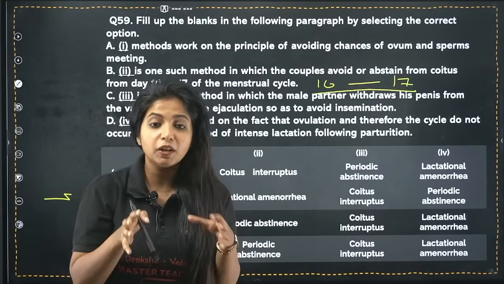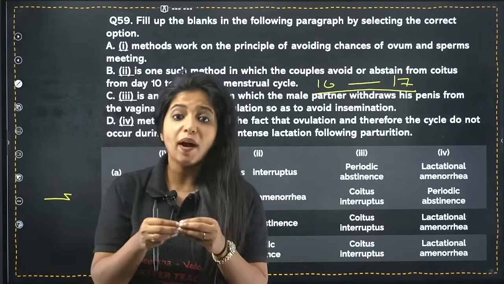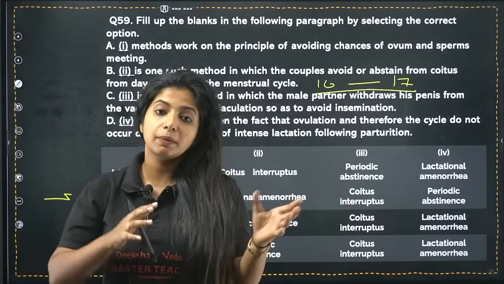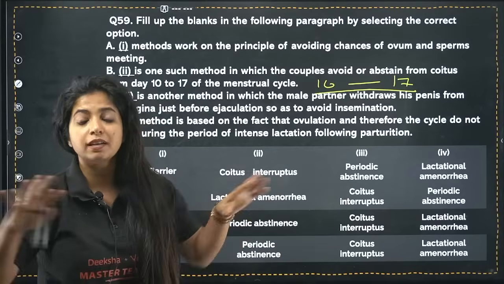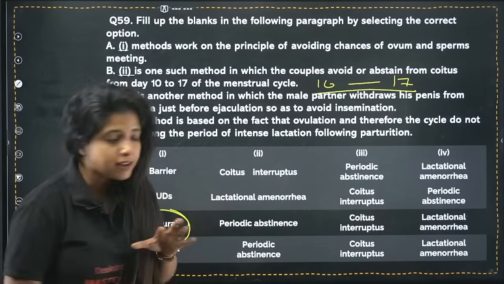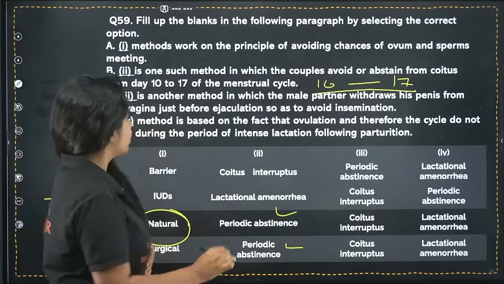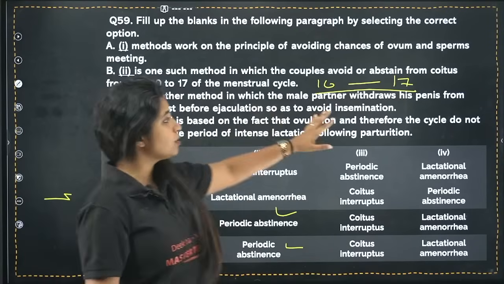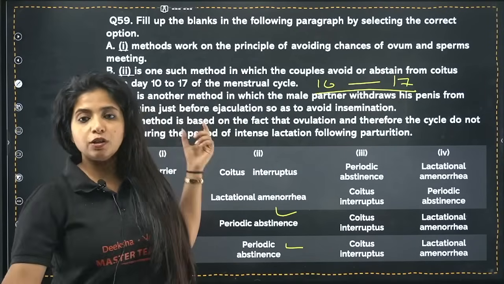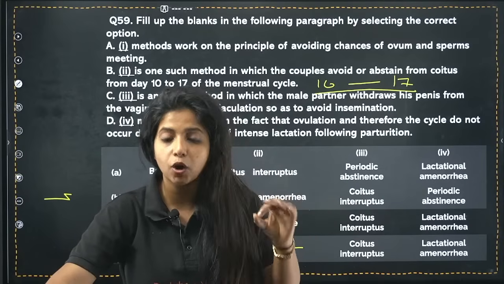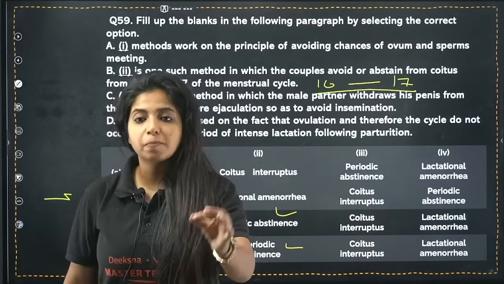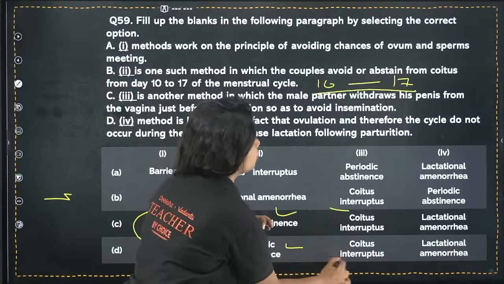So even if someone has coitus at this particular point of time, there are high chances that a baby can be formed. So basically, people abstain during this particular period. That is known as periodic abstinence. Next, in another method the male partner withdraws his penis before ejaculation to avoid insemination. That is known as the withdrawal method or coitus interruptus. You are interrupting the coitus, that is why coitus interruptus.